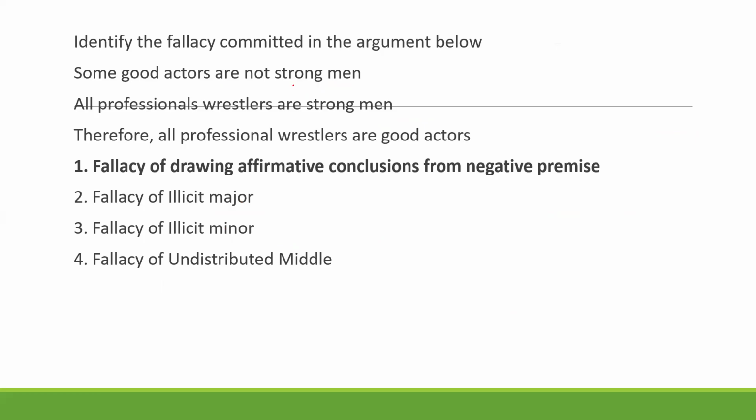Some good actors are not strong men. Here only negative does come. So by seeing the premises first, I can say the conclusion will be negative. But here, all professionals are good actors. This is a positive. So my answer will be the fallacy of drawing an affirmative conclusion from a negative premise. It's not possible, so this is a fallacy. Fallacy means what I said, that is called error.